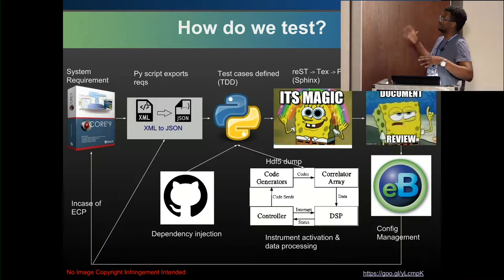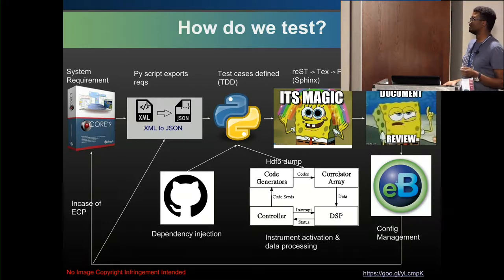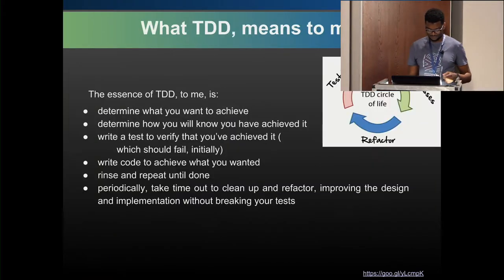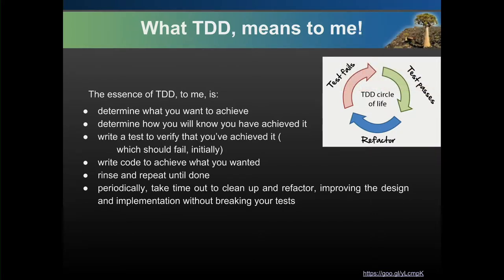All the tests are run on different instruments: we've got our 4K instruments and our 32K instruments. If you want to know more, we'll chat later. The test suite is designed with TDD in mind. What does TDD mean to me? For me, you need to determine what you want to achieve, know how you're going to achieve it, and write a test to verify what you have achieved. Obviously, if you're using TDD, the first test is going to fail, and I'm going to show you what I mean by that.